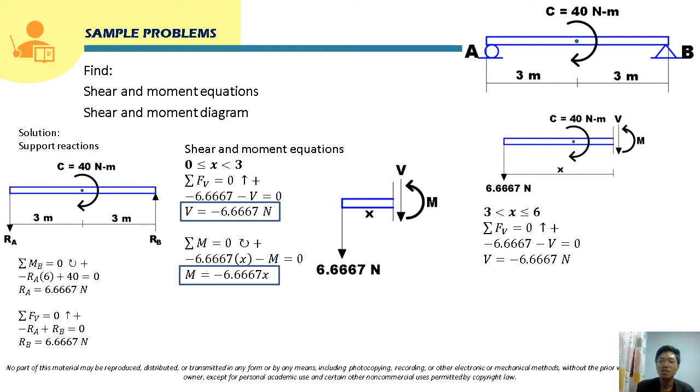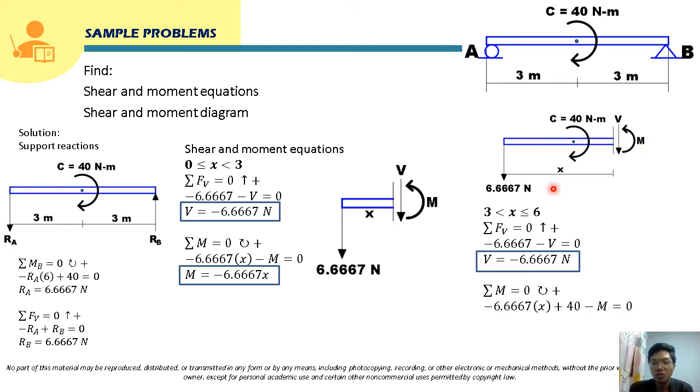From here, class, we can also solve for the moment equation by taking moment at the cut section. So this will be 6.6667 times its moment arm, which is x, and its rotation will be counterclockwise. That's why it's negative here. Now, for this couple, this is already a moment, so it will just be included in our summation. Its rotation is clockwise, so it will be positive here. That's why it's plus 40 here.